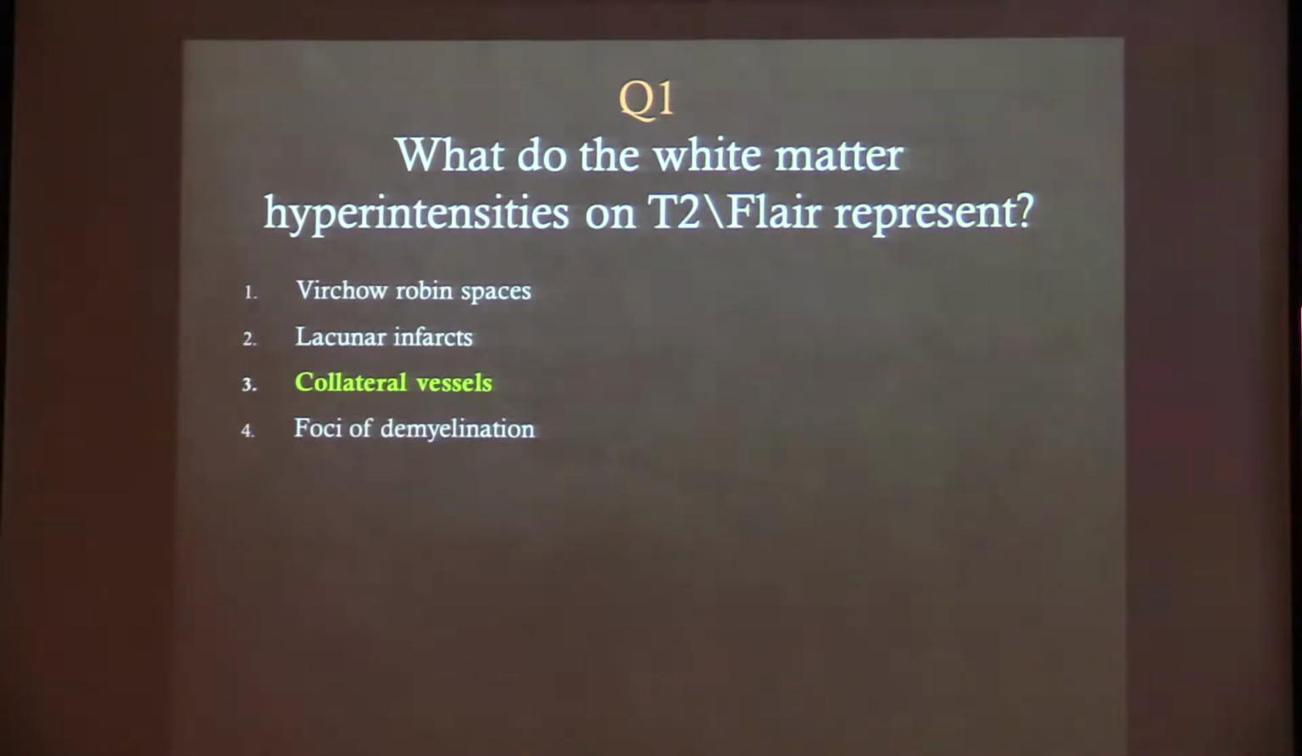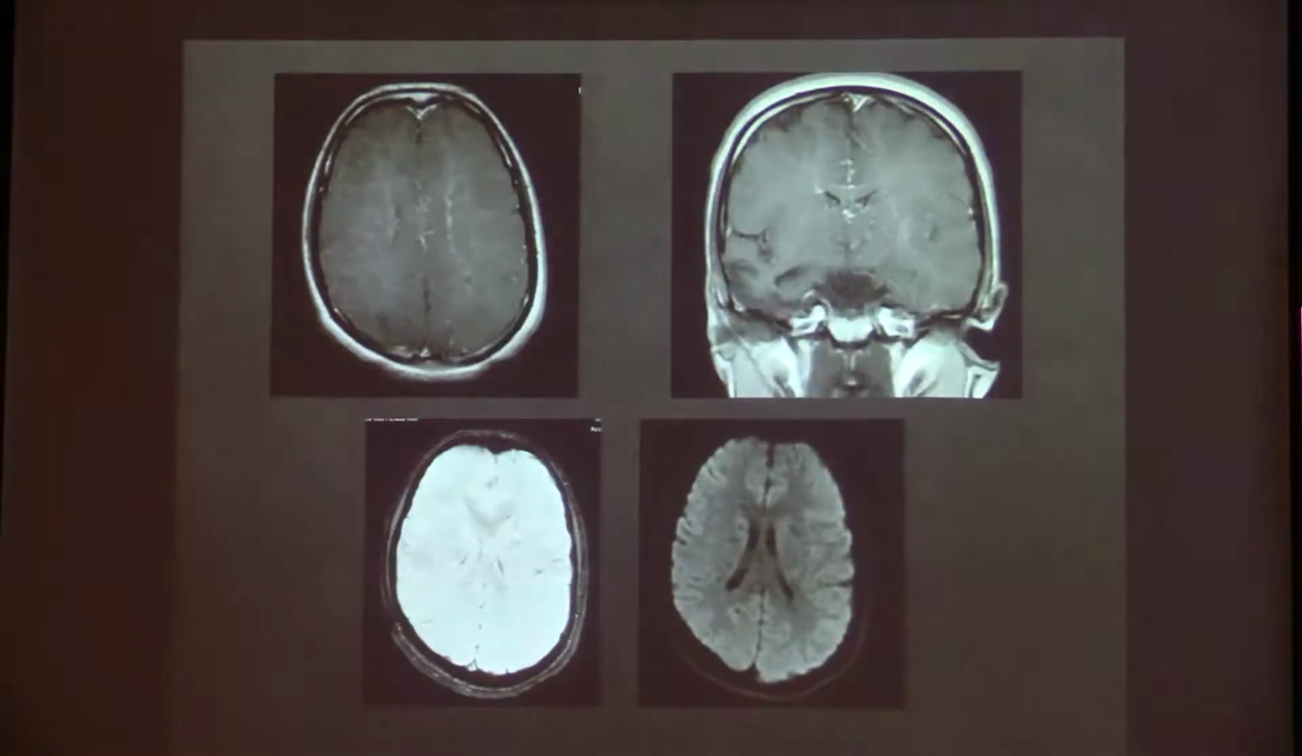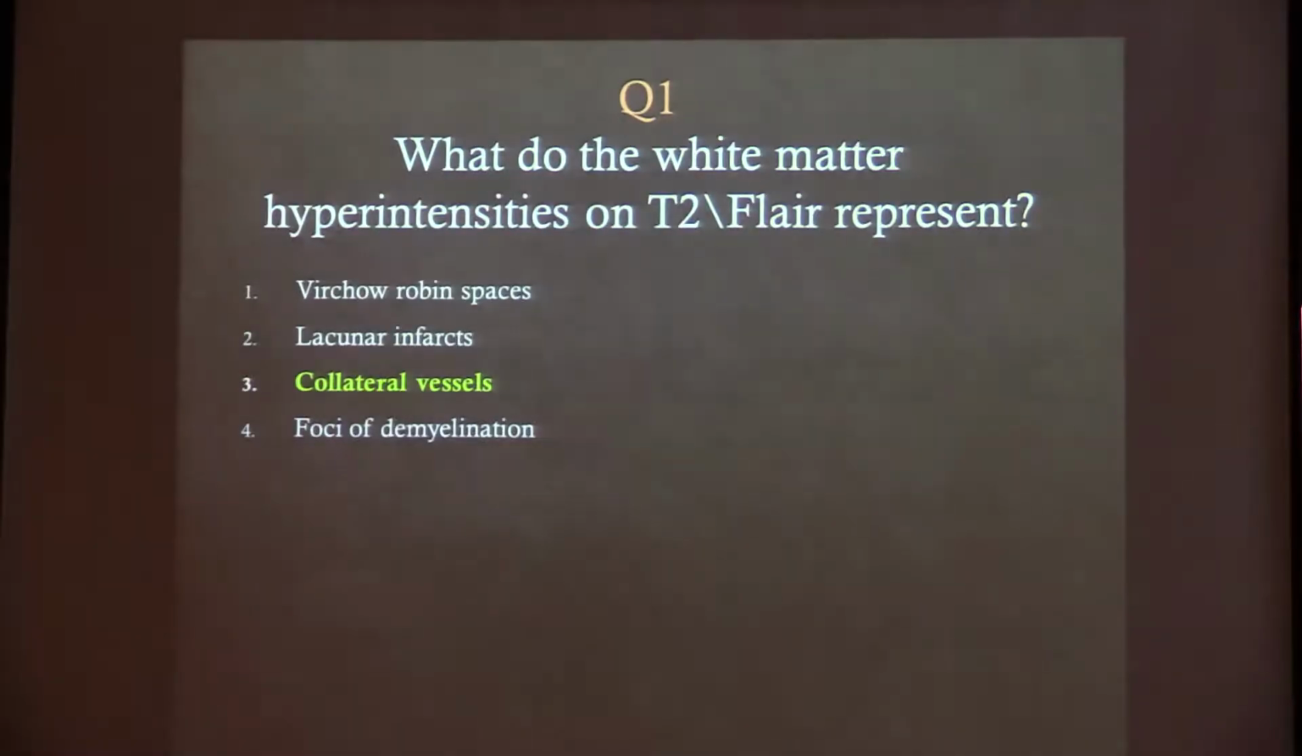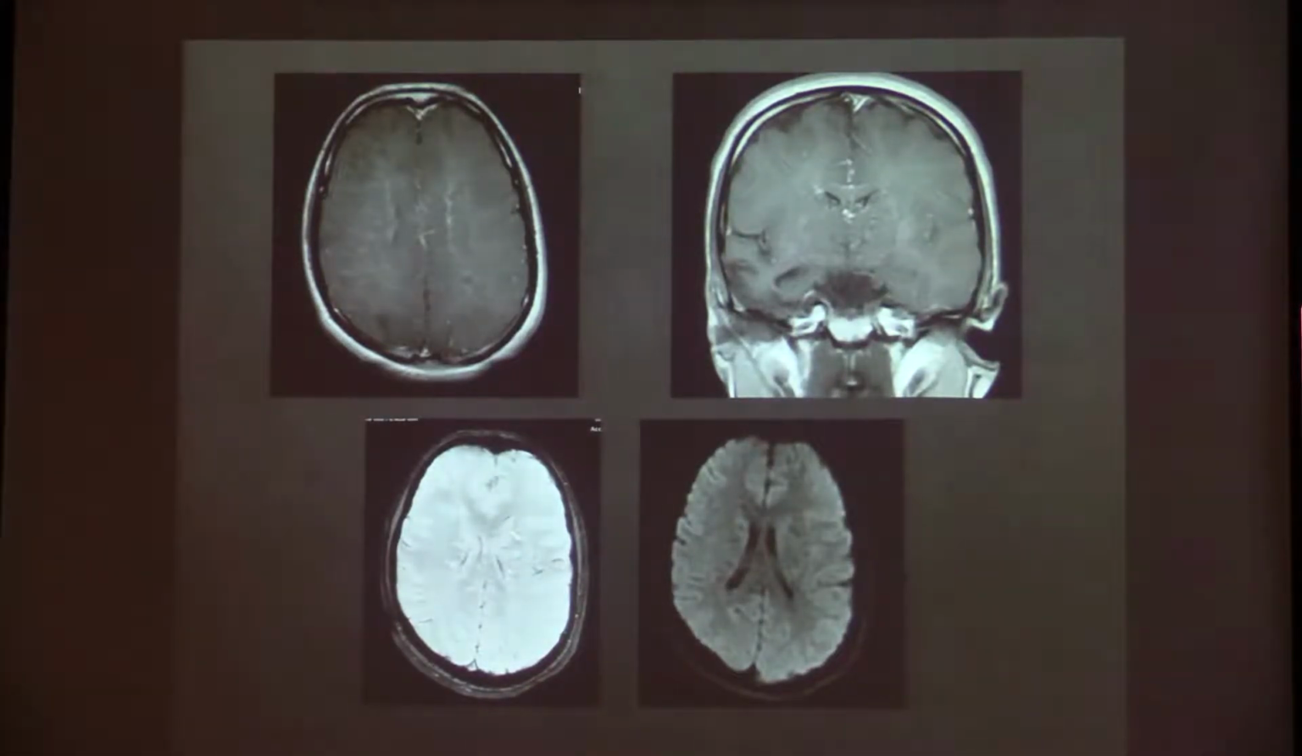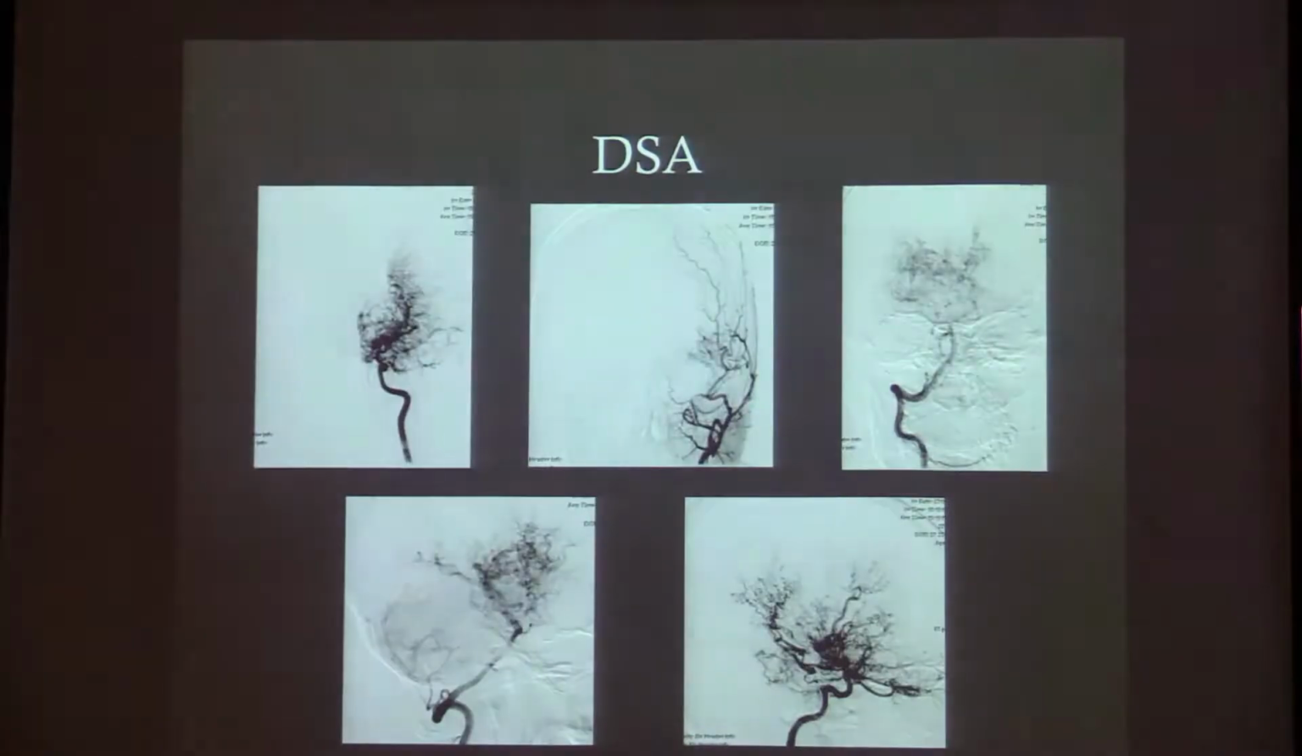Okay. So the right answer is collateral blood vessels. First, I'll show you a few T1 weighted images after gadolinium injection. You can see the enhancement of those blood vessels we saw on the T2 and FLAIR images. And in the lower part, we can see SWI and diffusion weighted images, which look fine. You didn't see any pathological findings on them.